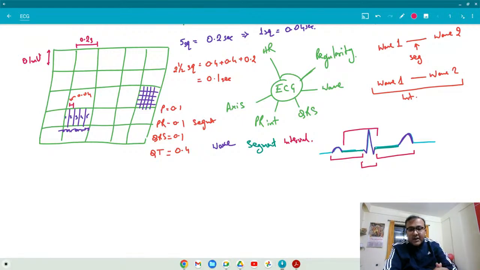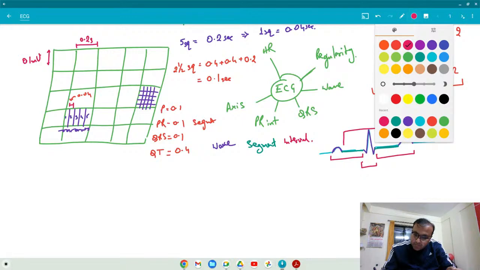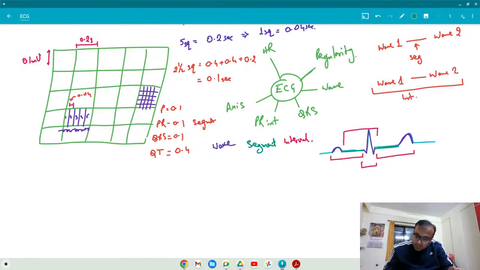That means if I say PR segment, which one is it? This is the PR segment. But if somebody asks you what is PR interval, that is not this one. That is this one. Yes, this is the PR interval. This one is interval, not segment. Why am I being so particular about it?